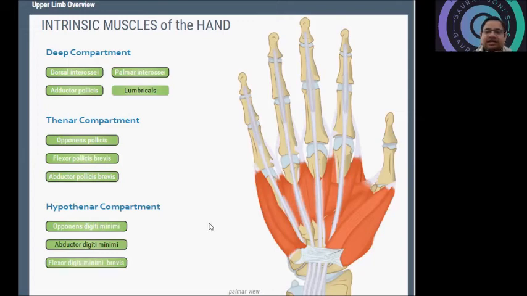Again, there is a big chart about origin, insertion, and function of these particular groups of muscles, but it will not be in this video.